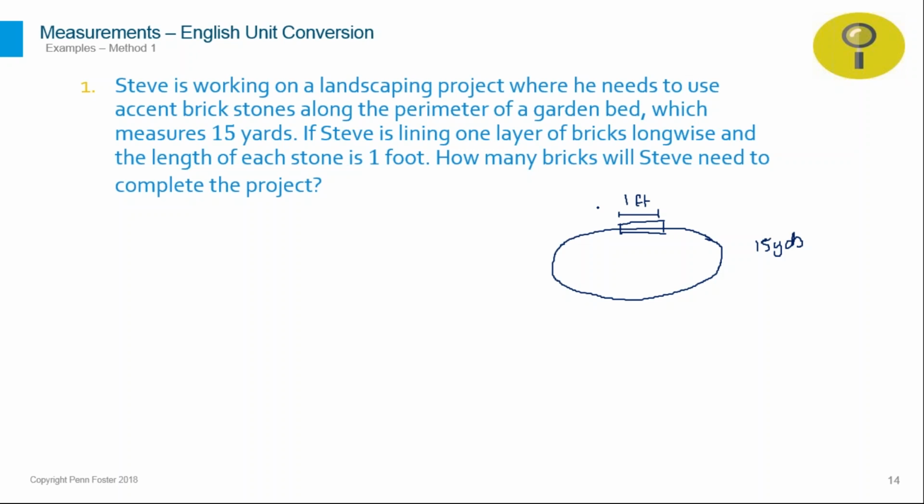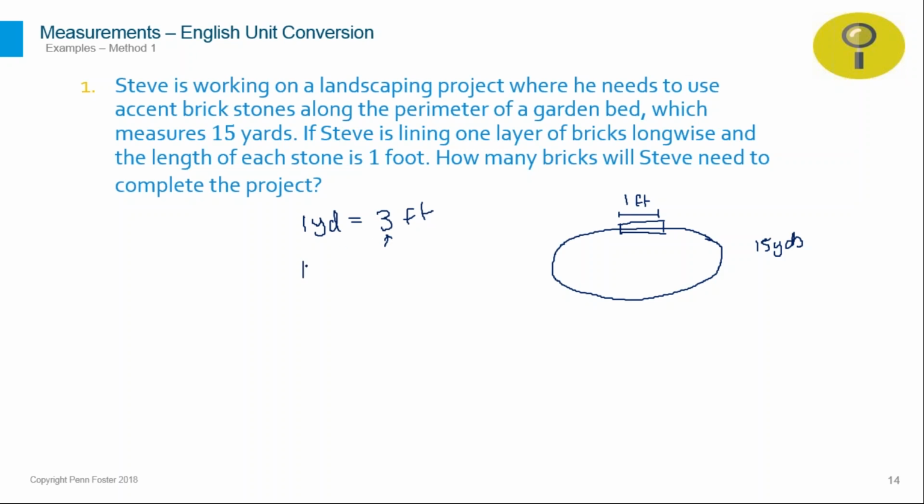Okay, so here I'm converting yards to feet. I have the perimeter in yards, but I want to know how many feet, because one stone is 1 foot. So whatever number of feet exists in 15 yards, that would be exactly the number of bricks I need. So let's write this down. The rule I have in my head is 1 yard equals 3 feet. So 3 is the conversion factor.